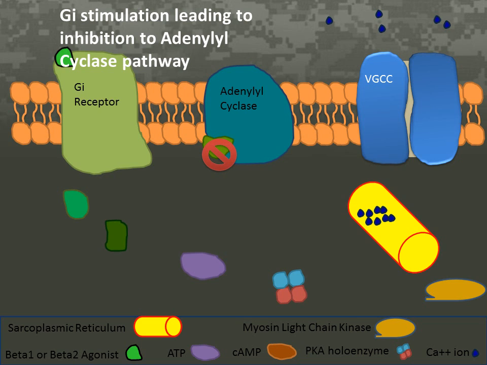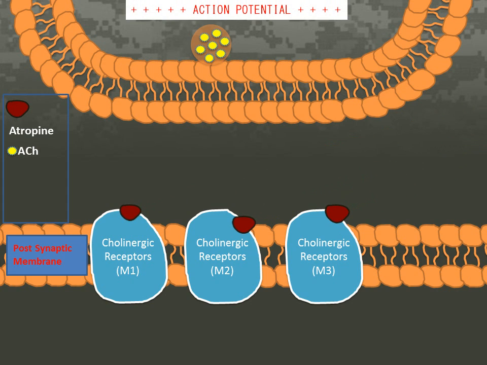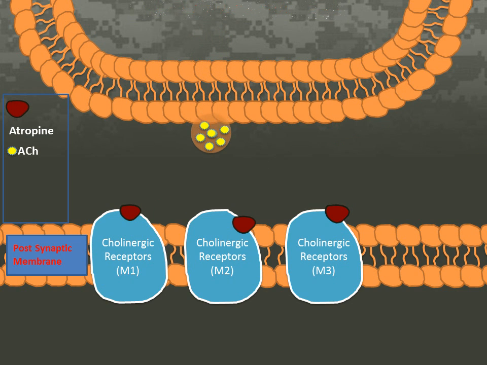That inhibition results in an increase in contractility and an increase in heart rate. When an action potential comes down the axon terminal and releases acetylcholine, it is ineffective because it is blocked by the atropine from working on the muscarinic receptors. And by this mechanism of action, the atropine prevents the usual action of the acetylcholine.